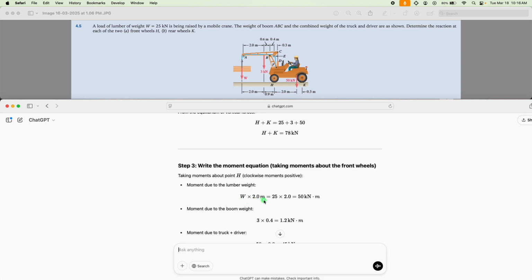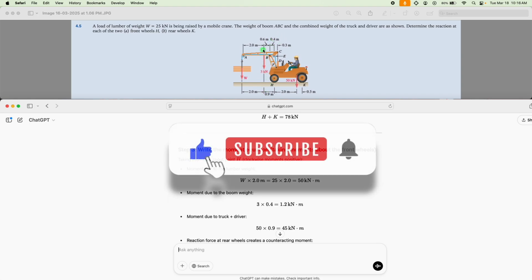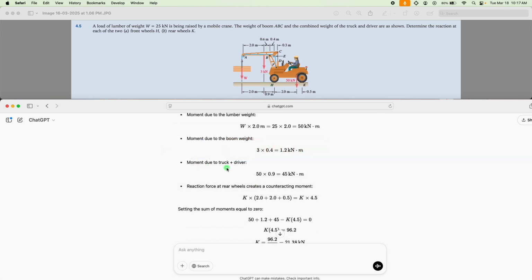Weight times 2 meters. Okay, so that would be the weight times the lever arm, but the lever arm is not 2 meters. The lever arm is 2.9 meters. That's how far the weight force is from H. So this is incorrect. Moment due to the boom weight, 3 times 0.4. All right, so we got 3, but the distance is not 0.4. I don't know where it comes up with 0.4. Oh, it read this 0.4 and thinks that's the distance between the wheel and where the 3 kilonewtons is applied. It's actually 0.9. Moment due to the truck and driver, 50 times 0.9.